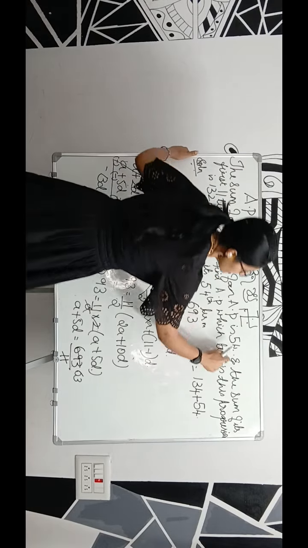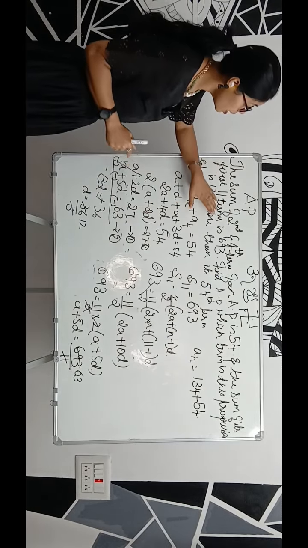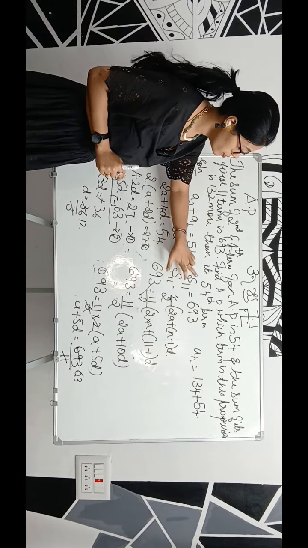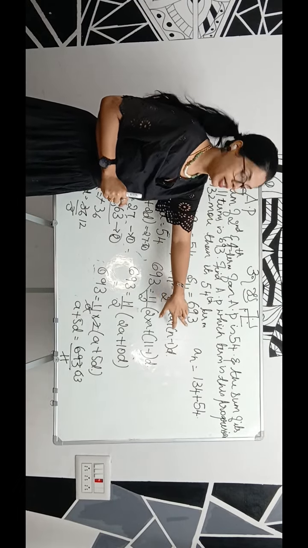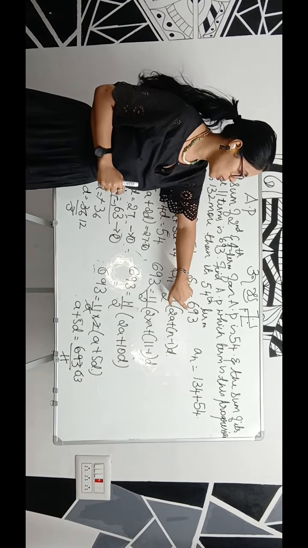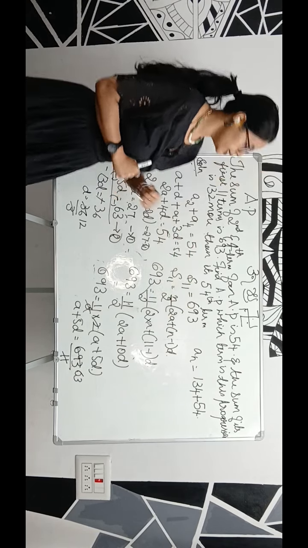And next, the sum of its first 11 terms. What is the next thing they have asked? The sum of the first 11 terms is equal to 693.